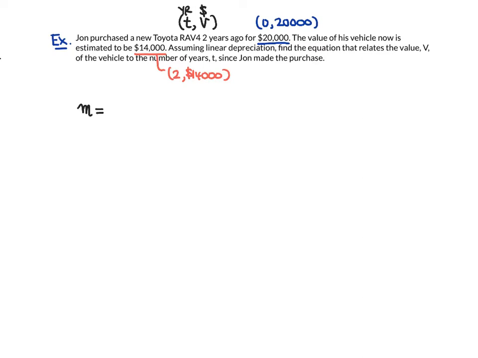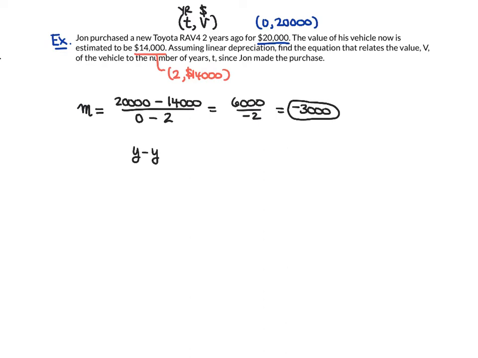and the slope is going to be the change in the value, so that's 20,000 originally, and then now it's 14,000, divided by the change in time, a 0 originally, a 2 here. So that's 6,000 divided by -2, which gives us a slope of negative 3,000. Once you have the slope in your back pocket, you can use point-slope form to find the equation. Now, point-slope form is here, but remember, our y is really v, and our x is really t.